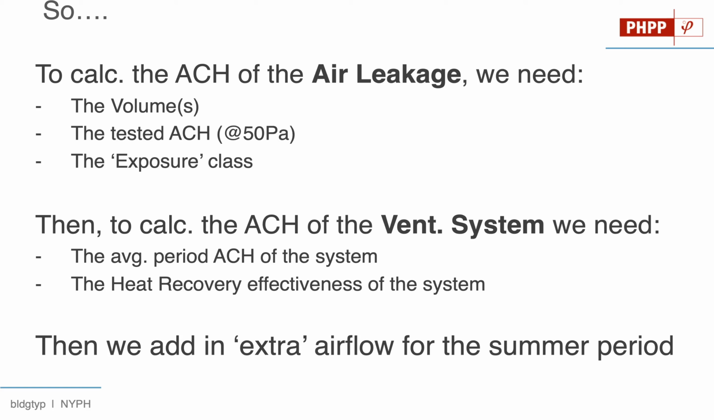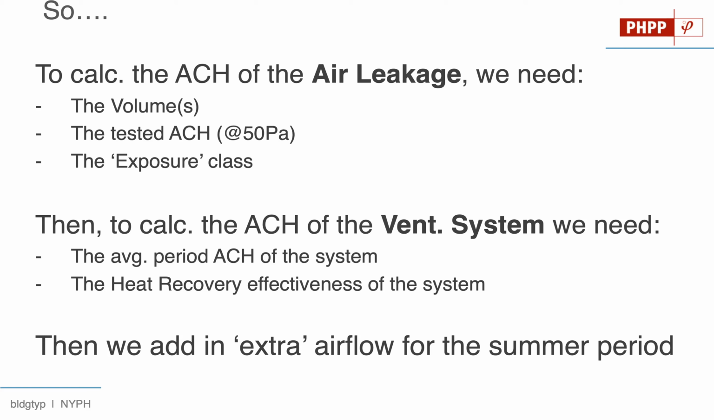Okay, so as we turn our attention back to the PHPP, we're going to first take a look at air leakage. Remember, to calculate the ACH of air leakage through the envelope, we're first going to need to figure out our volumes. Then we need to figure out our tested ACH at 50 pascals. We need to figure out our exposure class. So all of that's going to need to go into the PHPP.